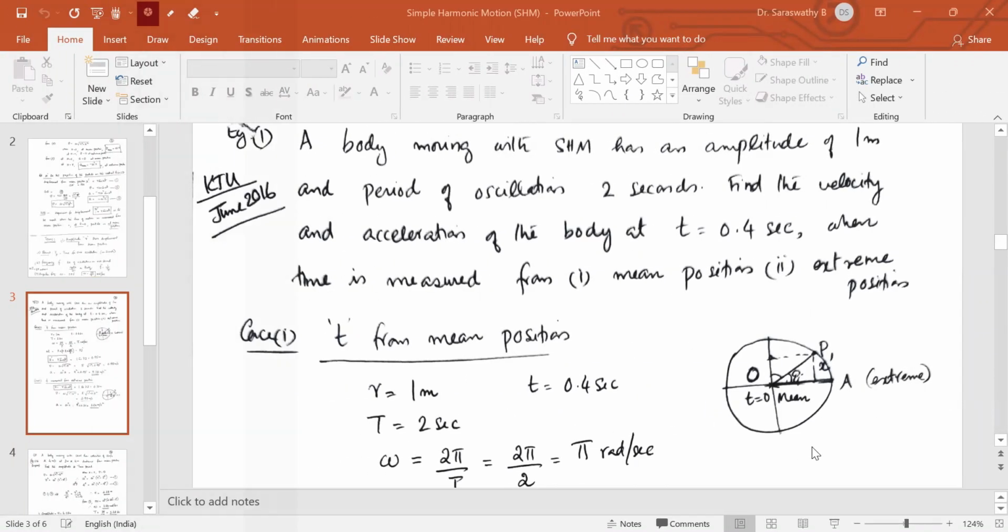Okay, we have discussed in the last video the introduction to simple harmonic motion, the different equations to be used and the concept of simple harmonic motion. Now passing on to the numerical examples.